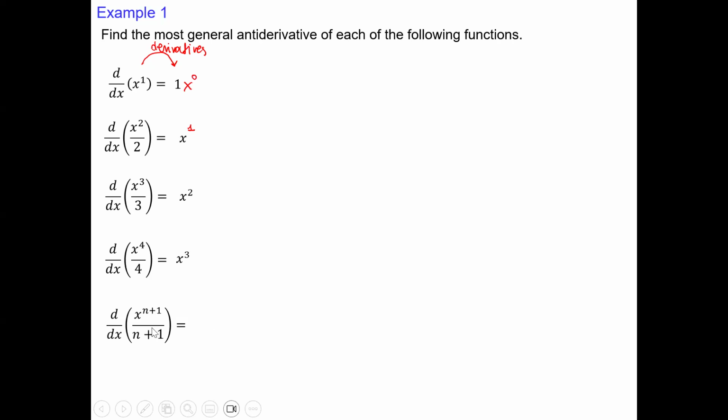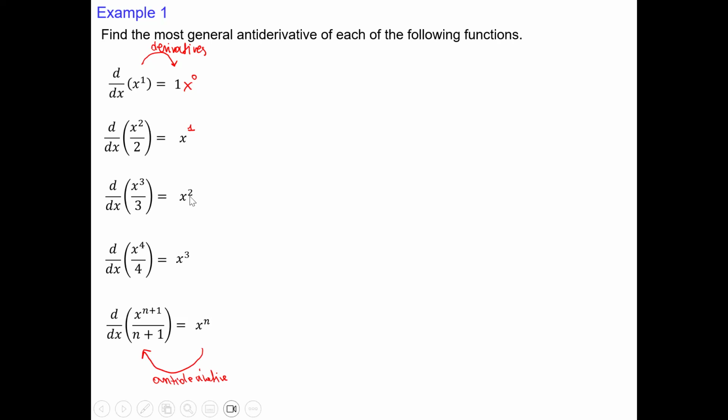X to the power of n plus 1 over n plus 1. The derivative is basically x to the power of n. Now we can look at the pattern. Let's look at it backwards. What is the antiderivative? That means going this way, from right to left. Derivative, antiderivative. The antiderivative for x to the power of 1 is x to the power of 2 over 2. The antiderivative for x to the power of 2 is x to the power of 3 over 3.